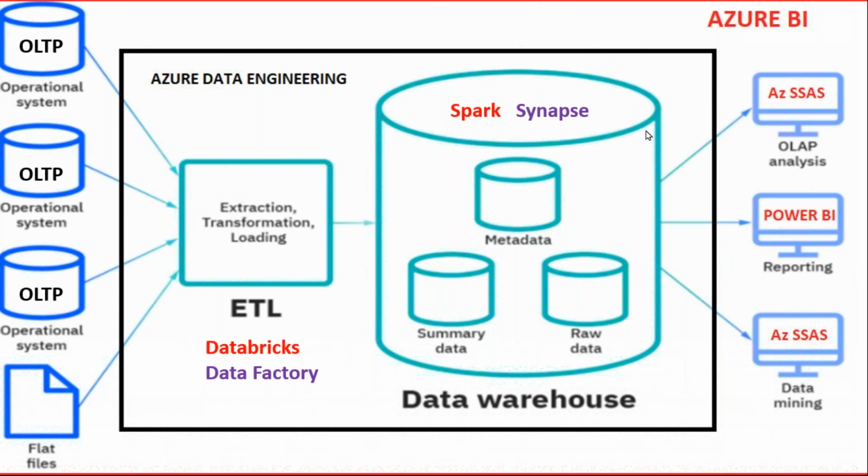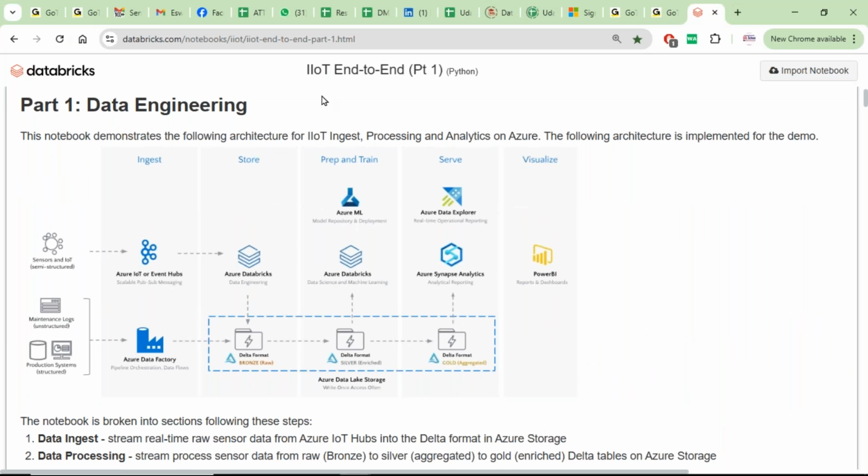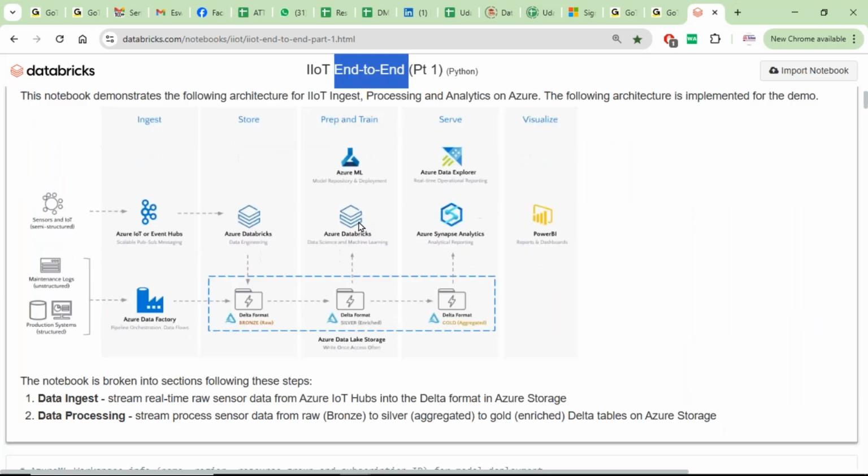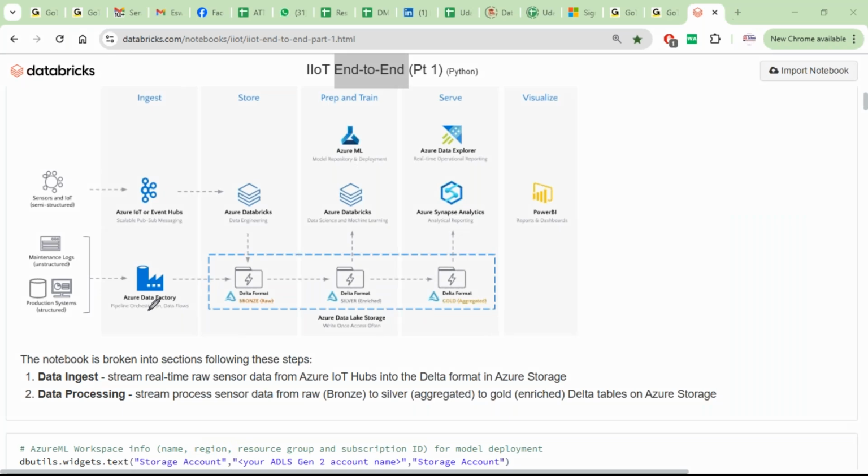We need to blend all these four items together for end-to-end implementations. This is our course. The main ingredients: any end-to-end project implementation needs number one, Data Factory. Number two, Databricks. Number three, either Spark or Synapse. Helping hand, Data Lake Storage.